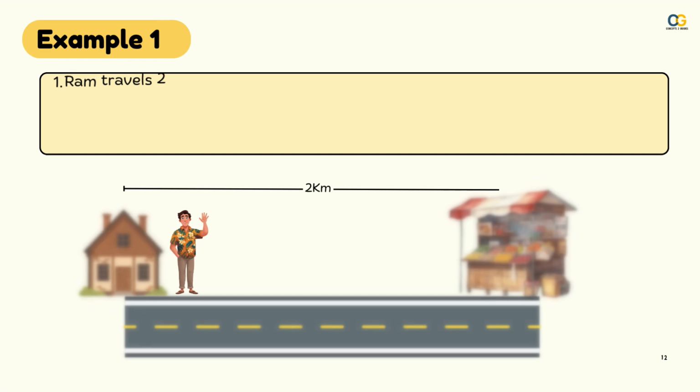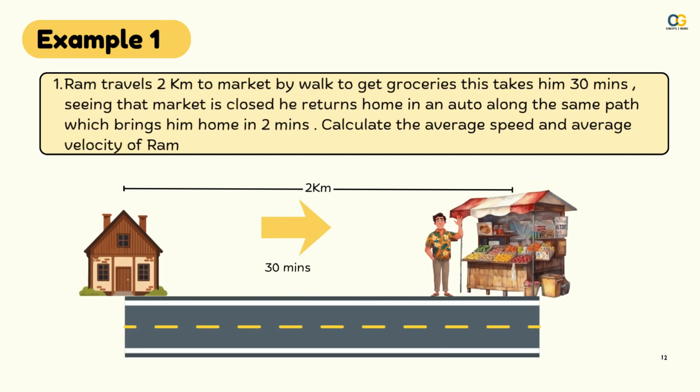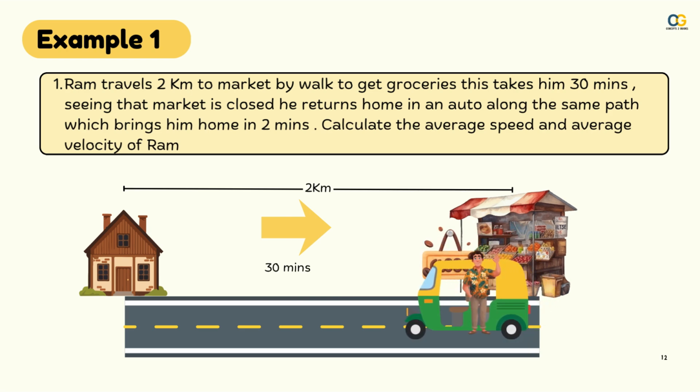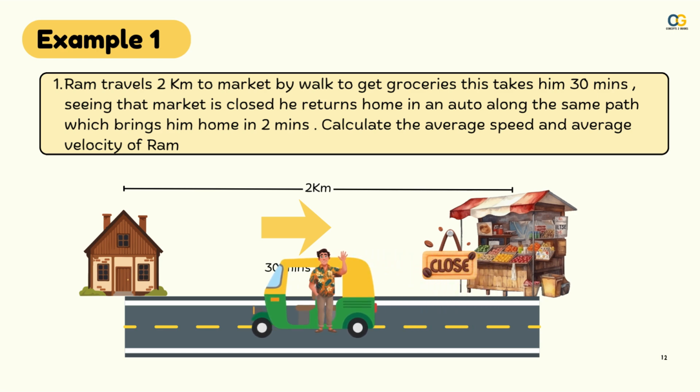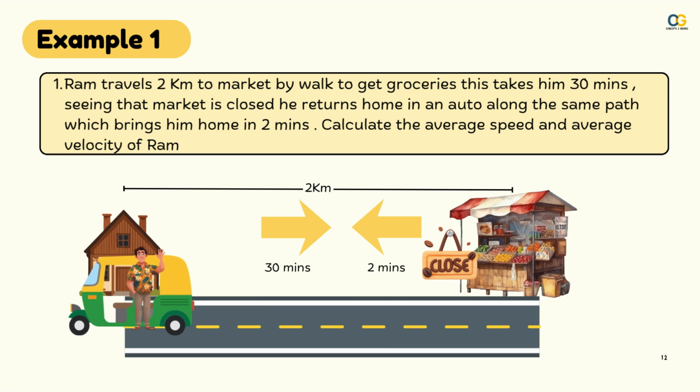Ram travels 2 kilometers to the market by walk to get groceries, and this takes him 30 minutes. Seeing that the market is closed, he returns home in an auto along the same path, which brings him home in 2 minutes. Calculate the average speed and average velocity of Ram.